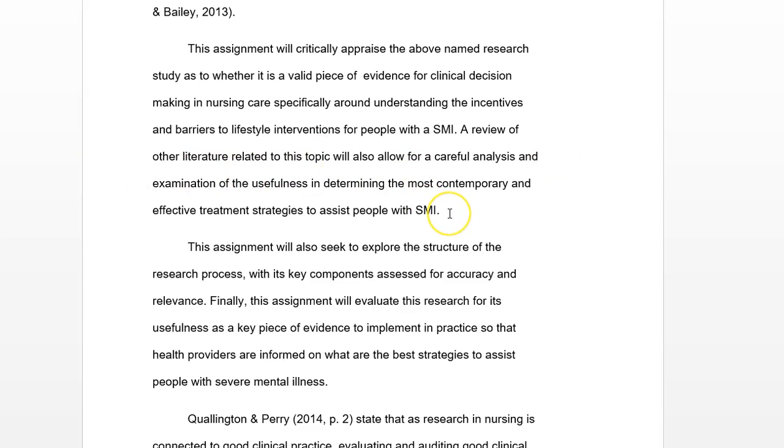Now, here's a trap for young players. You will be looking at other literature in the area to determine whether their literature review was well done, but you are not writing a literature review in this assignment. Okay, so that is important for you to remember. The student then goes on and says this assignment will also explore the structure with its key components, assess for accuracy and relevance, and evaluate whether it's a useful piece of research to implement into practice. So that's quite a good paragraph.